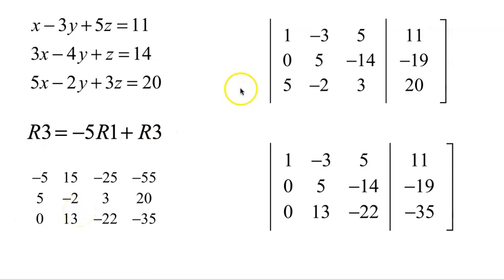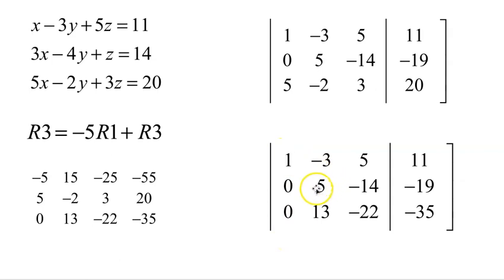Add that to row 3, and we get 5, negative 2, 3, 20. 0, 15 minus 2, 13. Negative 25 and 3, negative 22. Negative 55 and 20, negative 35. This is my new row 3, and you can see the matrix is written there. So we have successfully gotten a 1 in the upper left, zeros underneath.